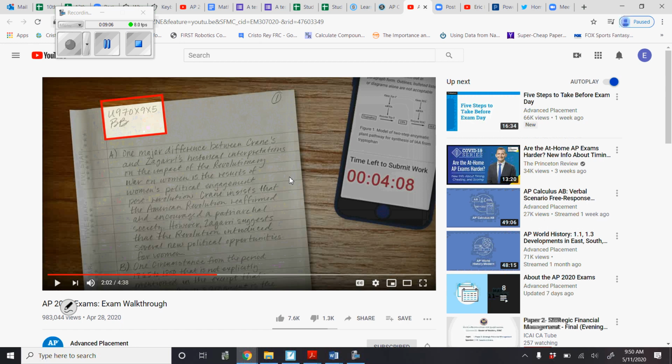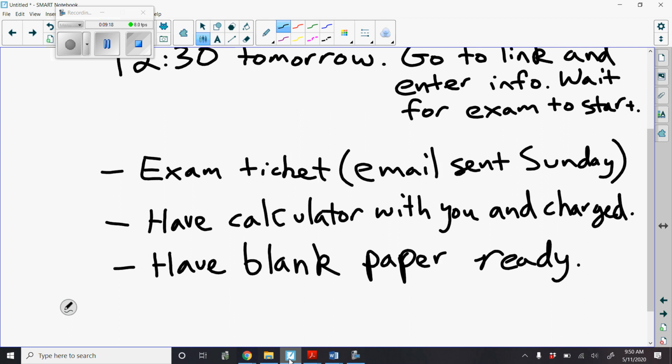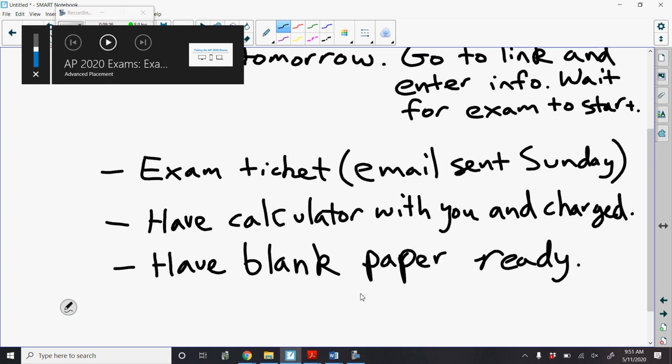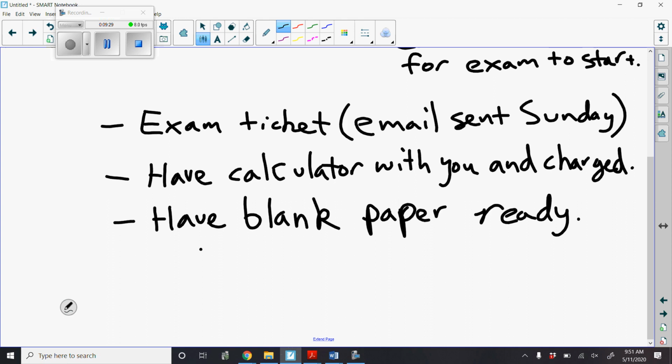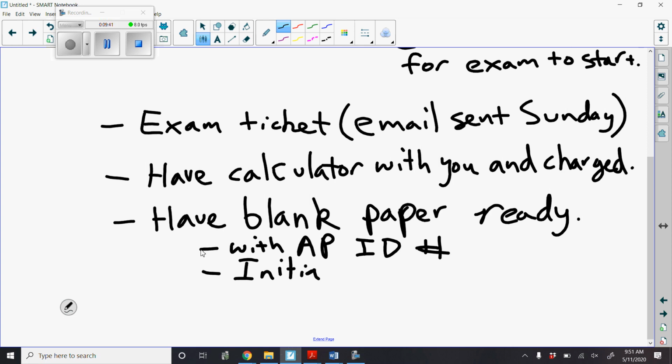So go ahead and get that paper stuff ready today, so you're not scrambling at the end trying to remember what your AP ID number was. You should already have this. It was emailed to you. So go ahead and take care of that today. And the better you can do getting this stuff prepped, ready to go, the easier and more relaxed and more focused on the actual calculus you can be tomorrow.